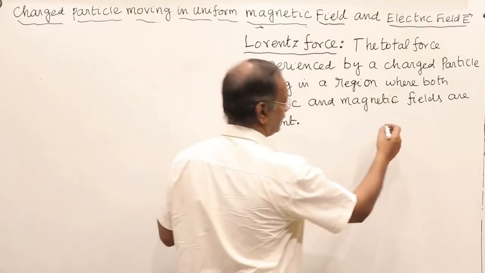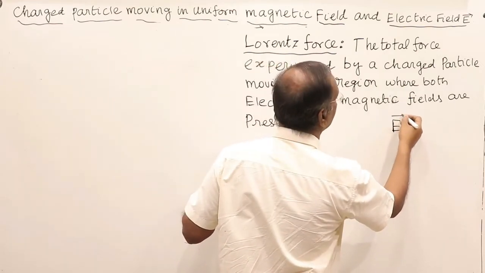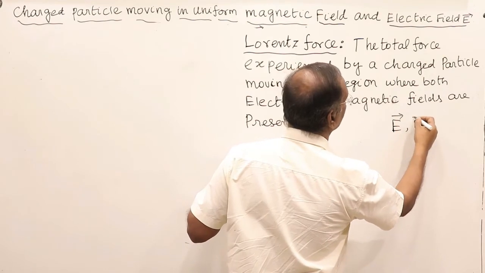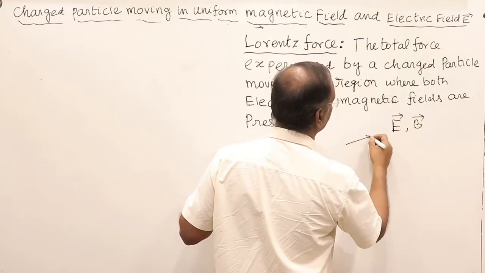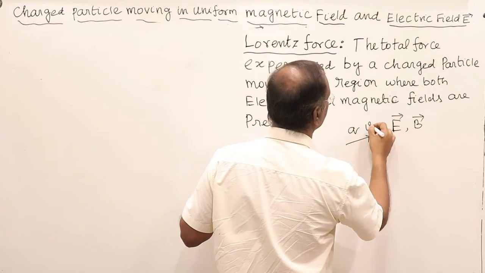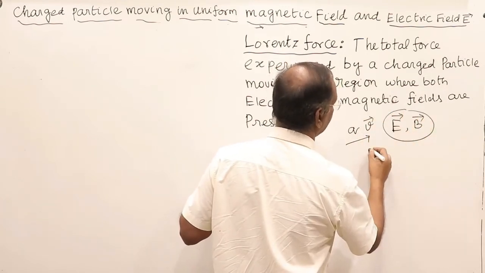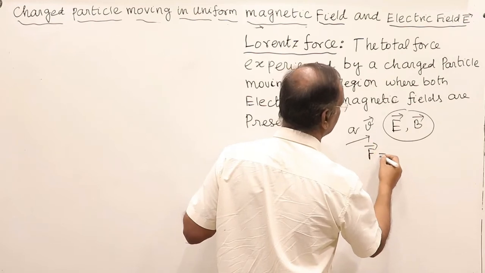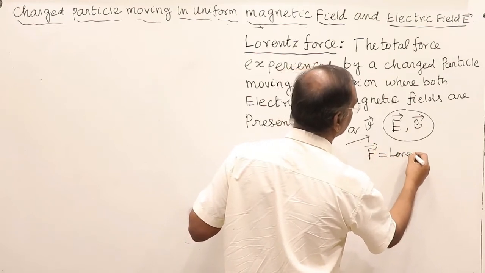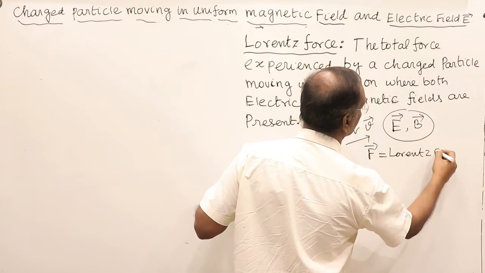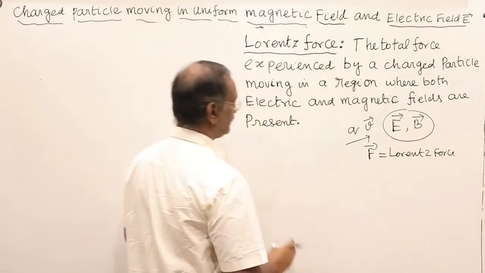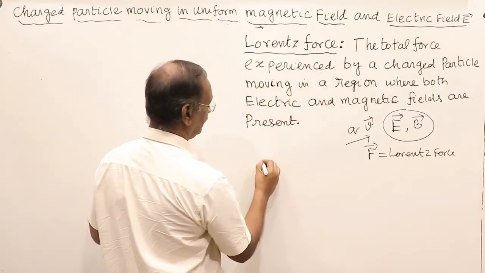See, the electric field should be there and the magnetic field also will be there, and if the charge is moving with the velocity v in this region, the force experienced by the charged particle is called Lorentz force. So let us see for electric field.